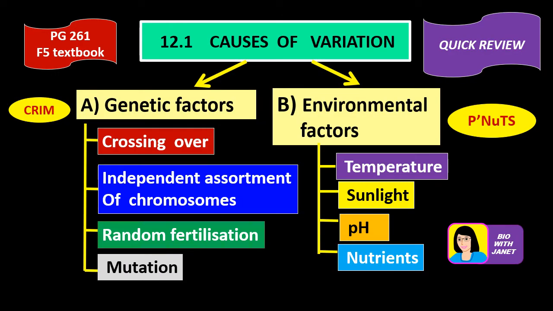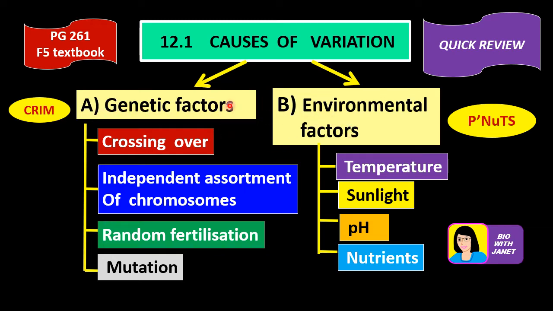Right, let's quickly review this subtopic, causes of variation, before we discuss the essay answers. So this topic is found on page 261 in your Form 5 textbook. You can refer to this page, right? 12.1 causes of variation. So variation means the differences in characteristics between organisms of the same species. And there are 2 causes of variation. Generally, there are 2 causes of variation. A, genetic factors, and B, environmental factors.